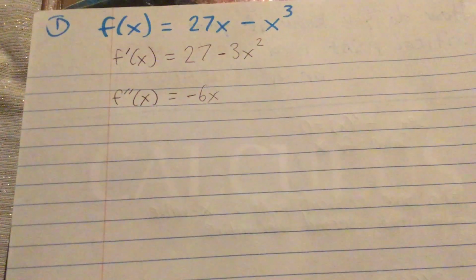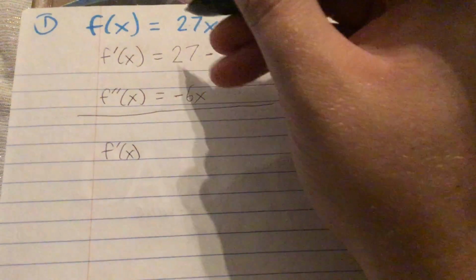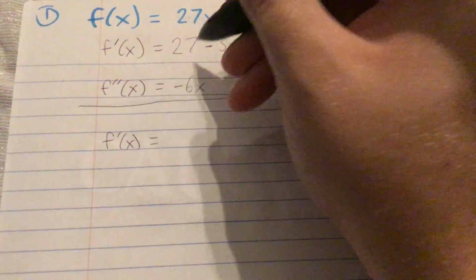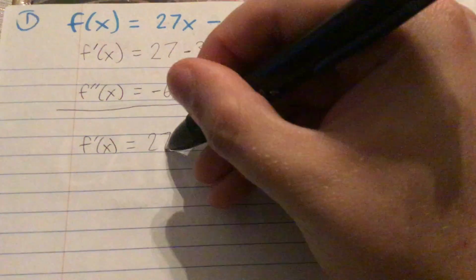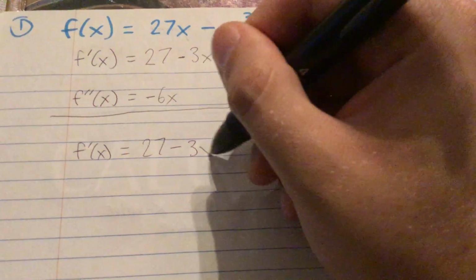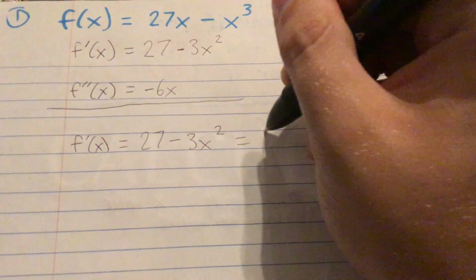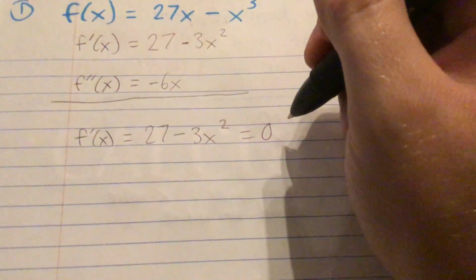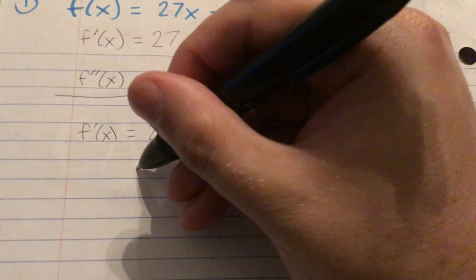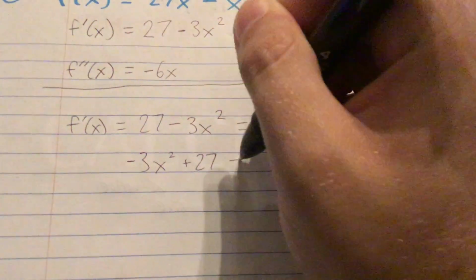Okay, so now, let's solve for those critical points. So first things first, let's set f prime of x, aka I've got the position, velocity, and acceleration. Let's take the velocity function, the first derivative, and set it equal to 0. Okay, well, if you don't mind, I'm going to reverse this and say negative 3x squared plus 27. That's going to make me feel a lot better.